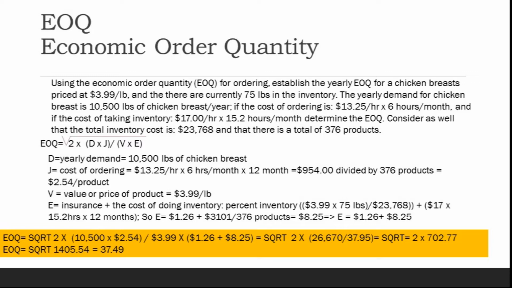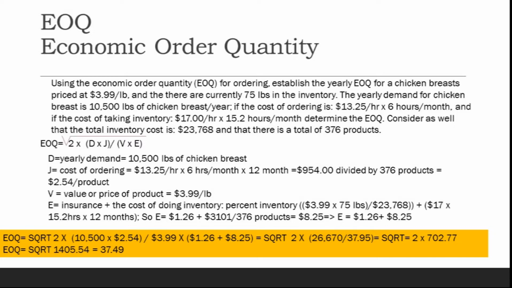All right, now we can see the resolution in orange down below. The EOQ is equal to the square root of 2 times, and now the equation with the numerator and denominator. So let's take a look. The demand is 10,500. The J is $2.54. So that's the numerator, divided by V, $3.99, times E. So E, when we broke it down previously, looked at the insurance plus the cost of doing inventory. So that works out to be $1.26 plus $8.25.